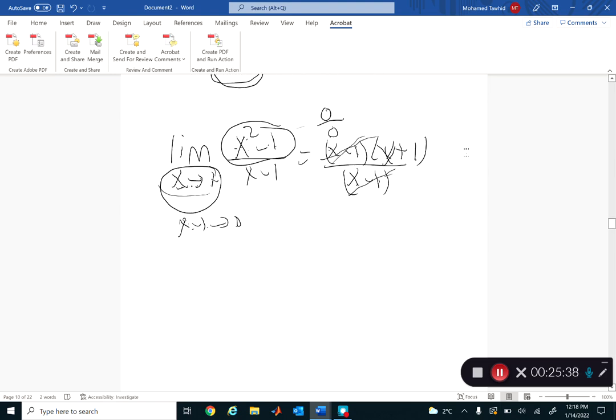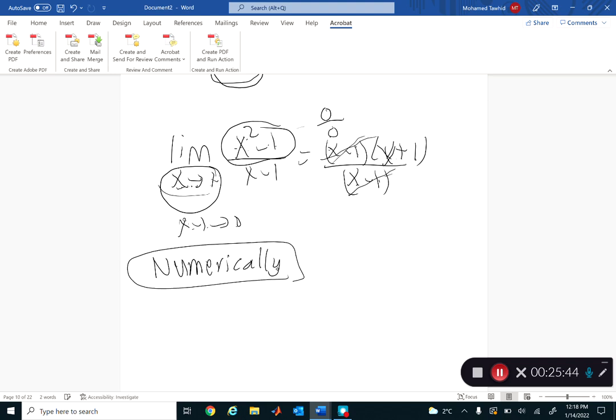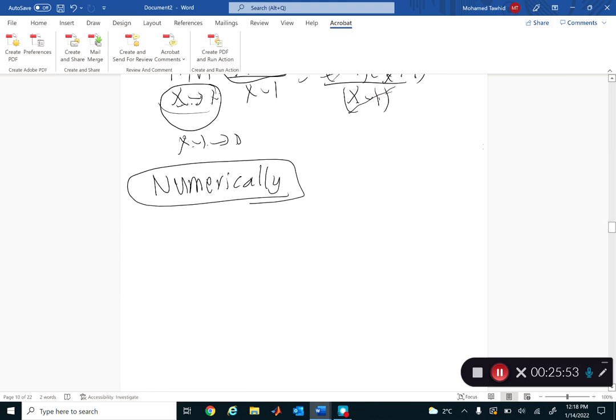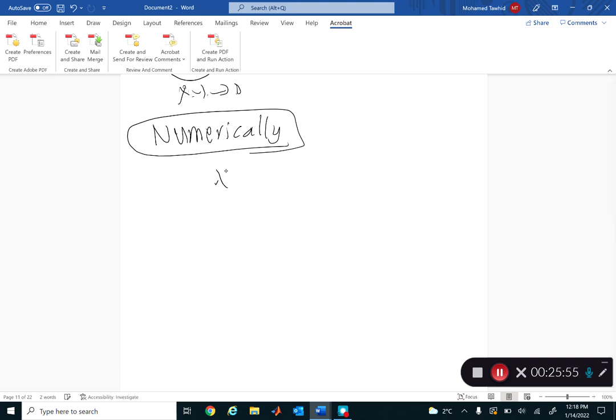I want you to practice here, guys. Do it numerically for me. I leave that as an exercise, but you know that the result here you are going to get is 2. So most probably you have to do, when x is close to 1, you have to take the limit from the left, which is x close to 1 from the left.